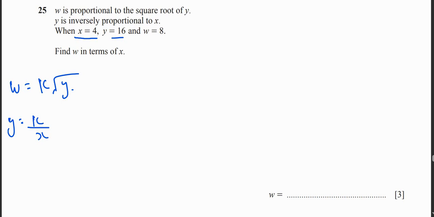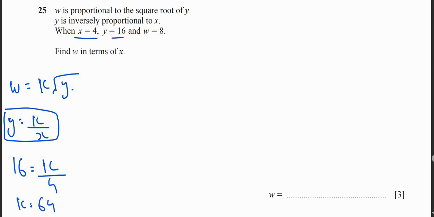Now when X is equal to 4, Y is equal to 16. So what you will be doing over here is use this equation first. So you will say 16 is equal to K upon 4. So K is equal to 4 multiplied by 16, which is 64. That's how we got the value of K. Now since we got the value of K, you can find W in terms of X.